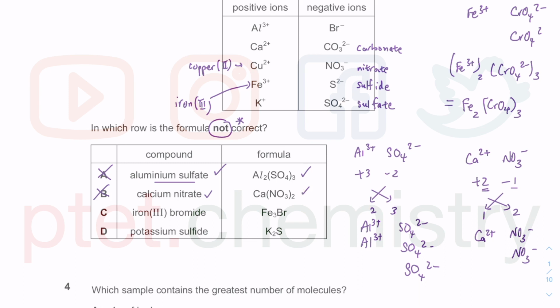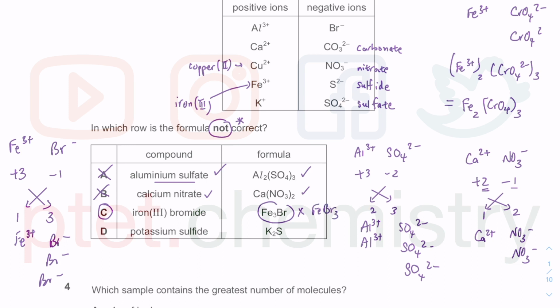Iron 3 bromide. Iron 3 means Fe3 plus, bromide is Br minus, so plus 3 and minus 1. And you're going to cross multiply the value on the charges. This means 1 of the iron 3 plus and 3 of the Br minus. So Fe3Br is definitely wrong, and C is the answer because it should be FeBr3, 1 of that and 3 of the Br minus, which means this last one must be correct as well.